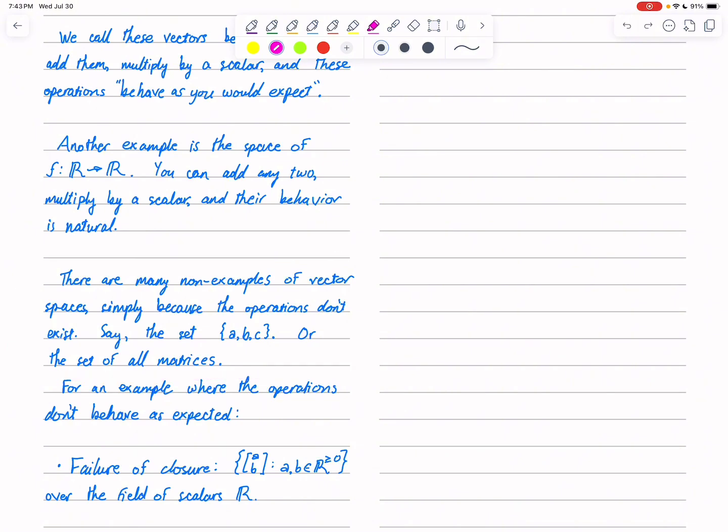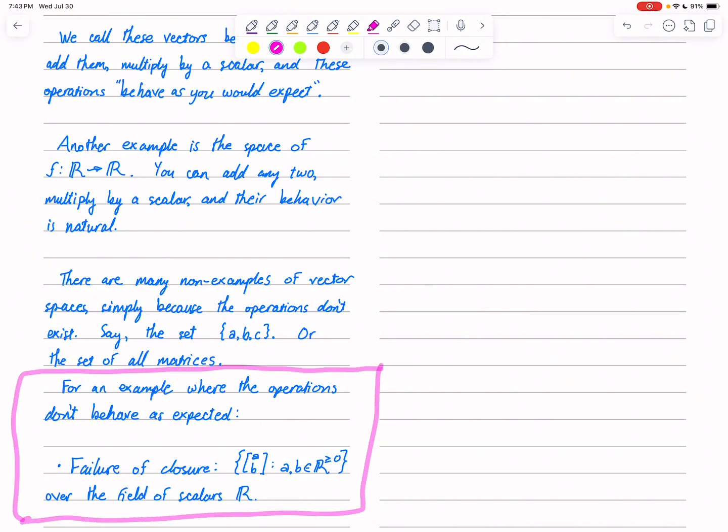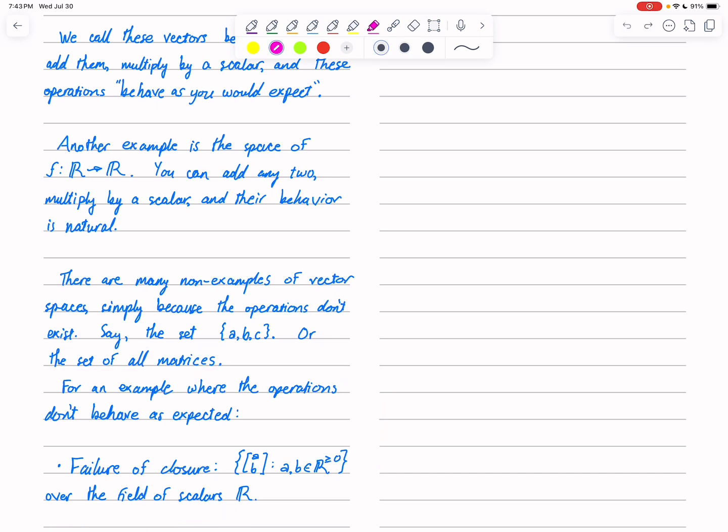You can't add or scalar multiply. Well, I guess with the matrices you can scalar multiply, but you can't add. Okay, but rather than simply lacking an operation, let's look at something that's a little more robust of a non-example. Let's talk about this set here. It's the set of all lists of two real numbers, but they have to be non-negative real numbers. Now, I claim this is not a vector space.